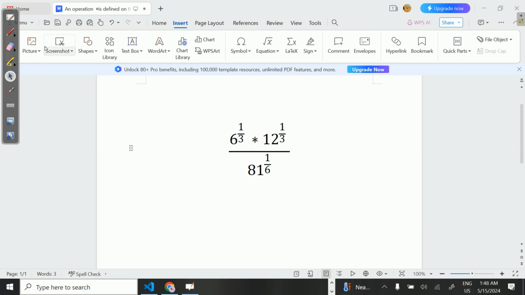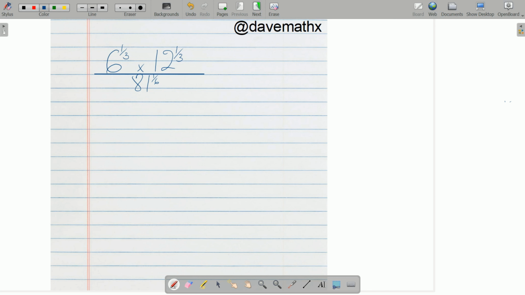I have another fascinating indicial mathematics solution for you today. 6 raised to power 1/3 times 12 raised to power 1/3 all over 81 raised to power 1 over 6. 6 can be rewritten as 2 times 3 raised to power 1 over 3, while 12 can be written as 3 times 4 raised to power 1 over 3.